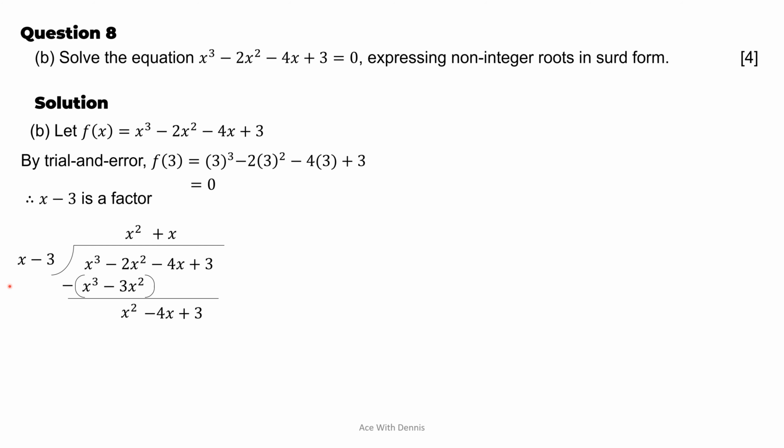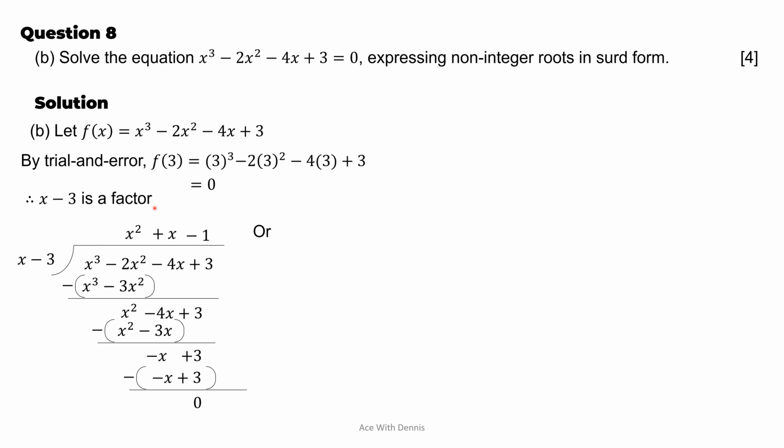So the next one, x minus 3 times x, we get x squared minus 3x. And the top minus the bottom, we get negative x. Then copy down the 3 here. So now x times negative 1, we get negative x plus 3. We should expect to get the remainder as 0, because x minus 3 is a factor.